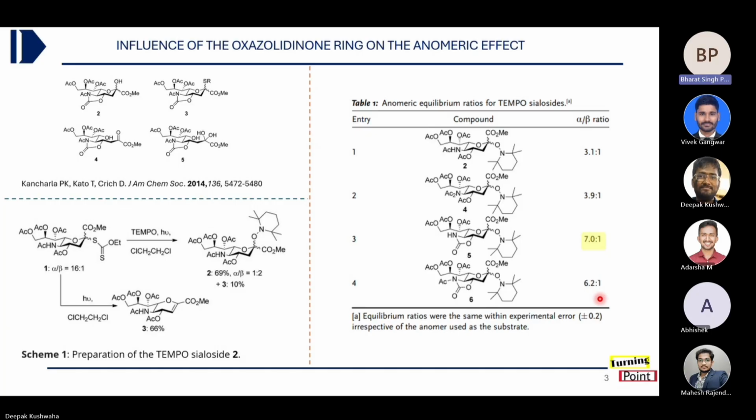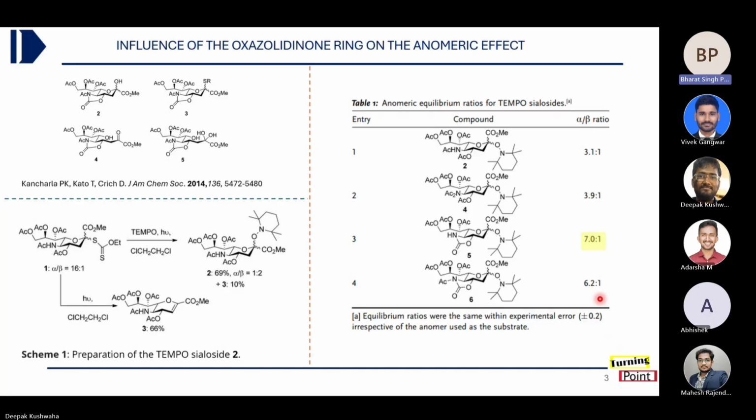Nice presentation, Deepak. Starting with this slide only. Let's say they have taken a xanthate type of donor. The main purpose is to generate the radical of the sialic donor, then quench it with TEMPO. Further, they did not carry out this reaction. They went with the thioglycoside donor, where they did not get the selectivity.